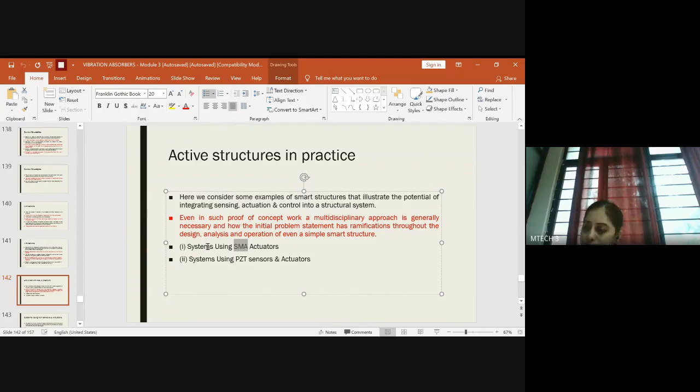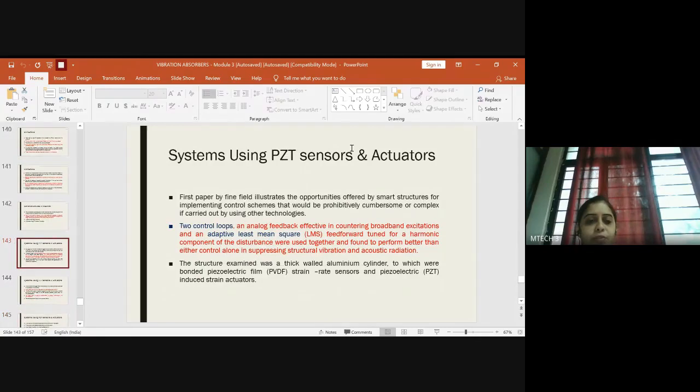You can consider that to be the case study for your third internals, right? So now I'm just giving you a brief touch on the systems using PZT sensors and actuators. So first we are focusing on PZT sensors and actuators, right?